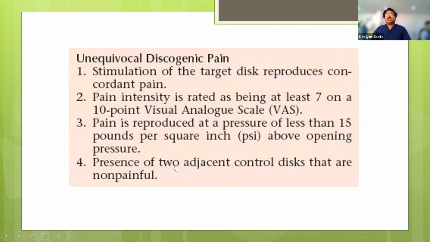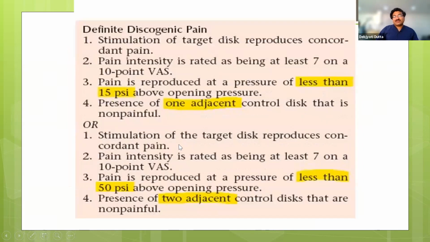That's why I have told that here the pain is subjective. So always we need to compare with the normal discs. So if we are getting one chemically sensitive with two adjacent normal discs, then we should consider it as unequivocal discogenic pain. We should consider it as a definitive discogenic pain if you are getting one chemically sensitive disc and one normal disc, and the other we are not able to do, like the L5S1 disc.